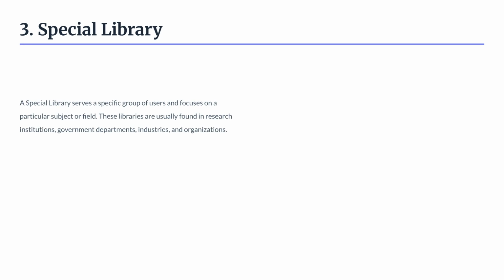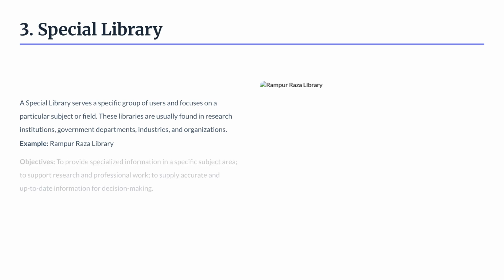A special library is designed to serve a specific group of users by focusing on a particular subject field, industry, or organization, such as research institutions, corporations, and government departments. An example is the Rampur Raza Library, which works toward the objective of providing highly targeted, accurate, and up-to-date specialized information to support professional work and corporate decision-making.